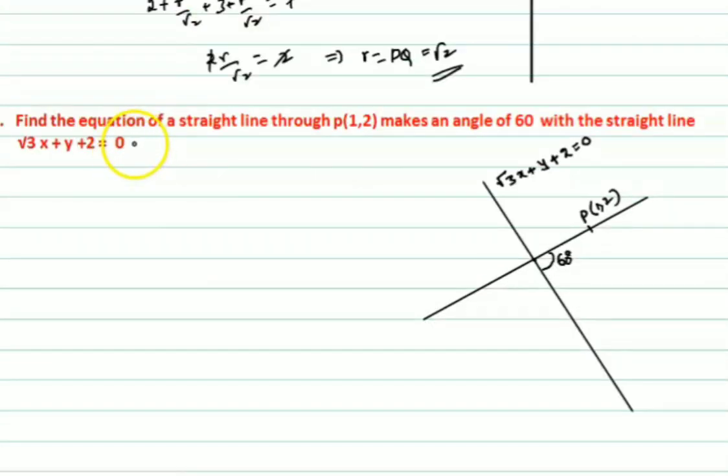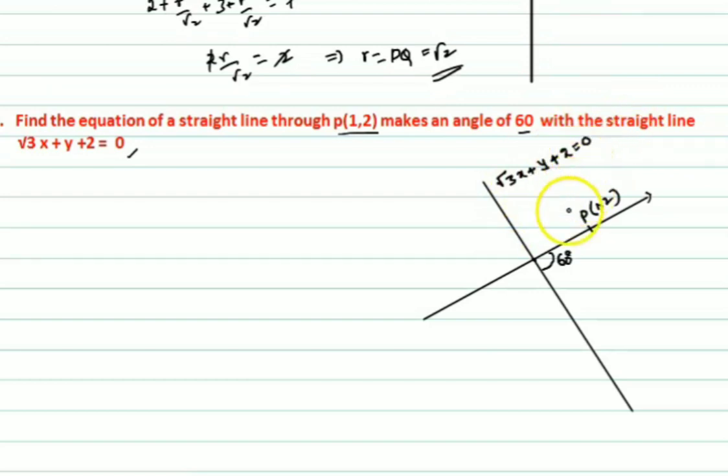Problem number 3. It's an important question, given many times, in 2014 and 2019. Find the equation of a straight line passing through this point and making an angle 60 degrees with the straight line root 3x plus y plus 2 is equal to 0. First of all, we have to understand this. This is the straight line, passing through 1, 2 and making an angle 60 degrees with the line root 3x plus y plus 2 is equal to 0.